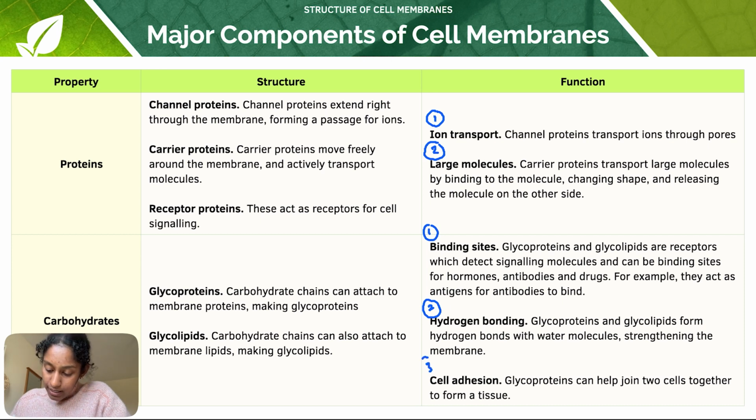And then number three is cell adhesion. Glycoproteins can help two cells join together to form a tissue. And as we know, many cells form tissues, and many tissues form organs, and many organs form systems.